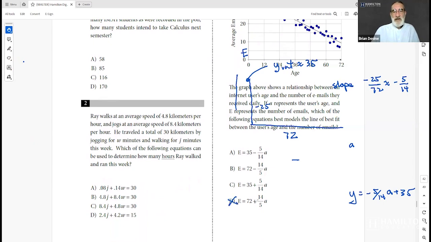So it's not going to be B and it's not going to be D because those have the wrong y-intercepts. And this one has a positive slope, so it's not that one. The answer is A. And it just coincides with what we just came up with.